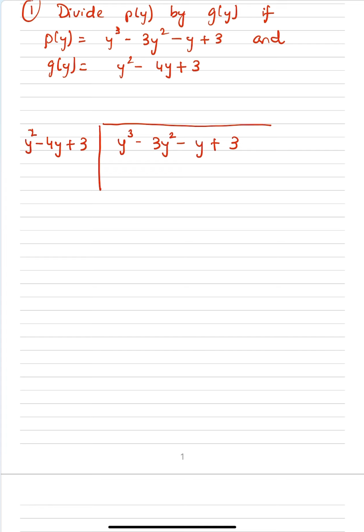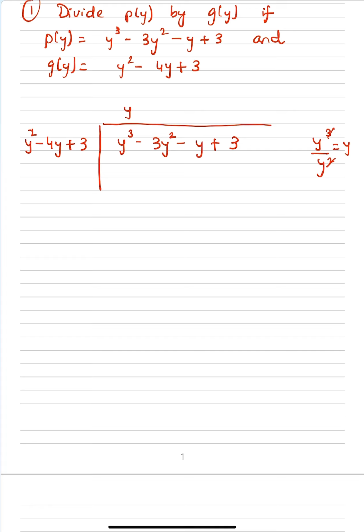Okay, as I taught you earlier, you will take the first term of the given polynomial p of y and divide it with the first term of the g of y. That is, y cube should be divided by y square. So here only y remains. So the first term of the quotient will be y.